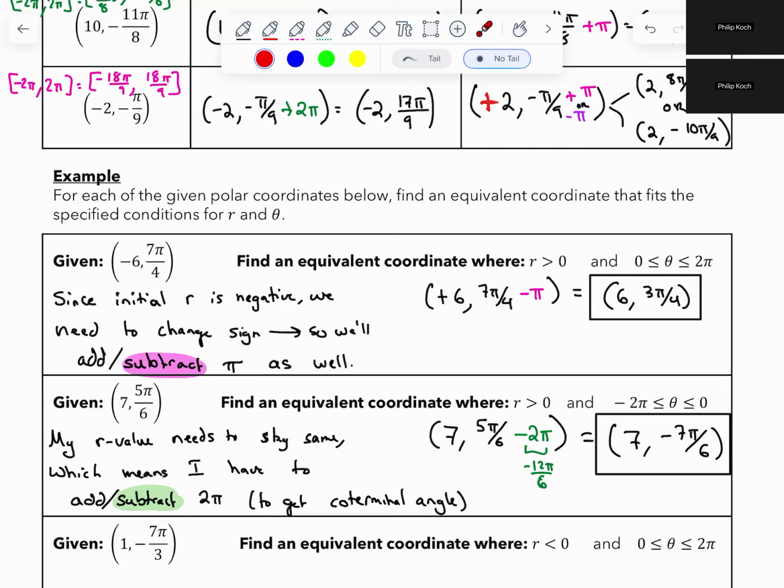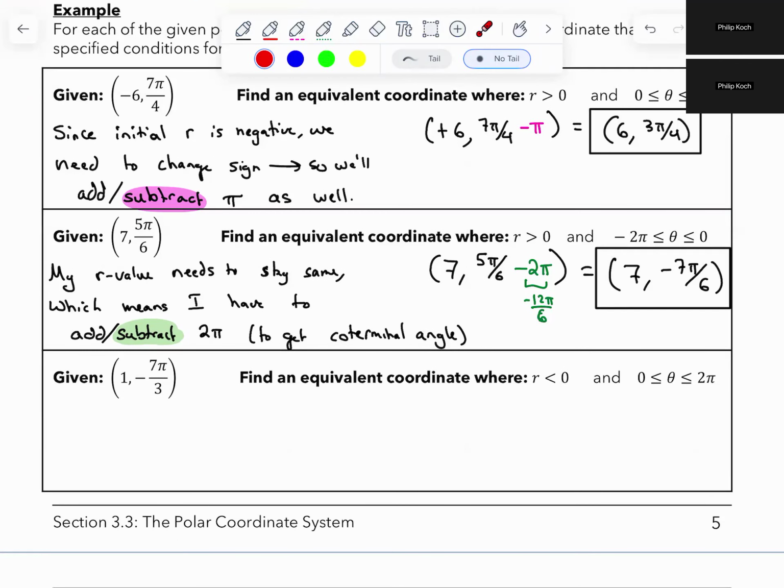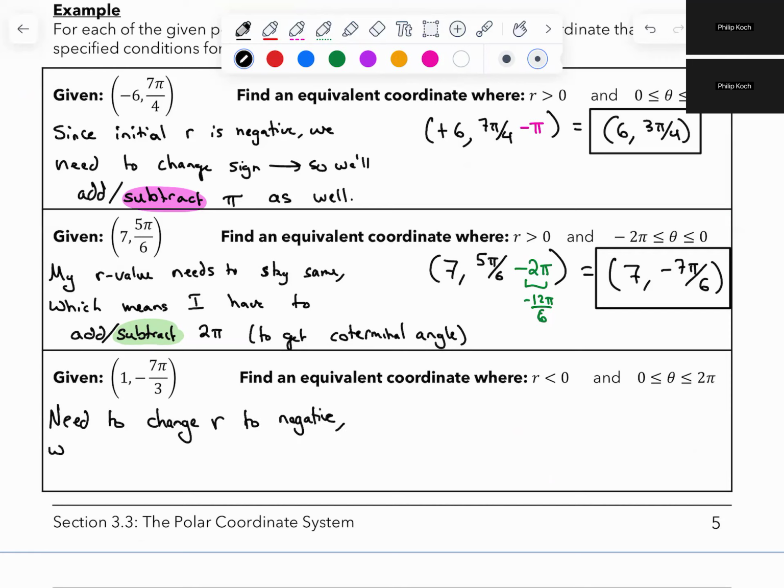Okay, I'd like you guys to do the last problem. It's tricky, by the way. It's tricky.